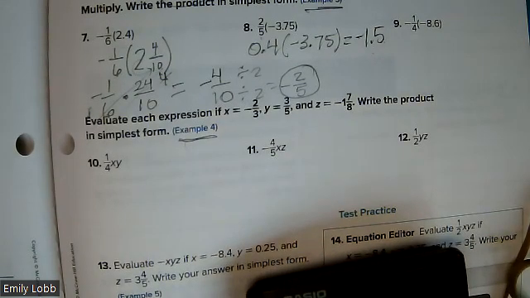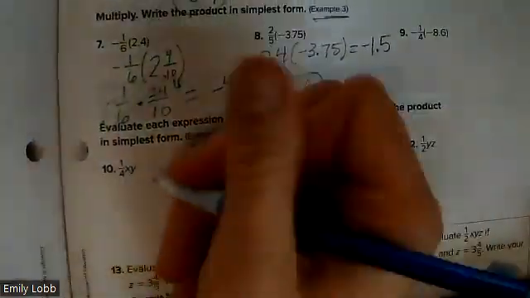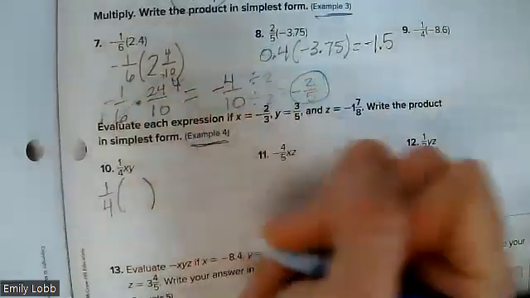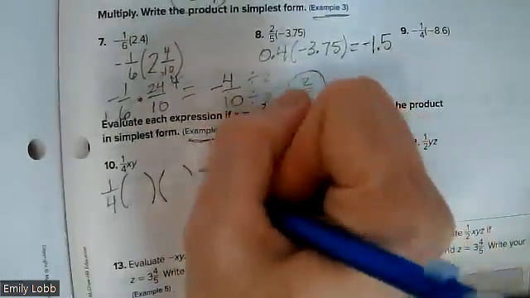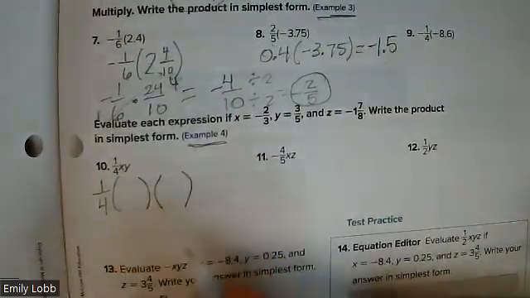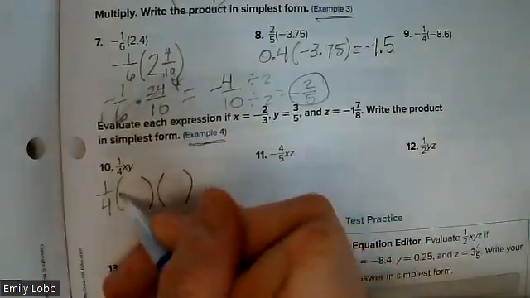Evaluating these expressions. Okay, remember, our first step is to rewrite the problem. 1/4. I'm putting parentheses in place of my x and in place of my y. And then I'm going to put my x and my y values where they're supposed to go. So my x value, negative 2/3, goes here.